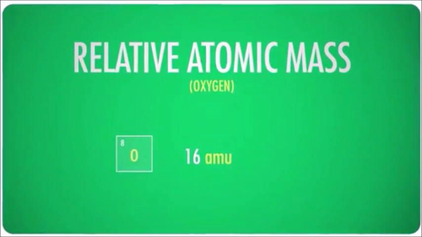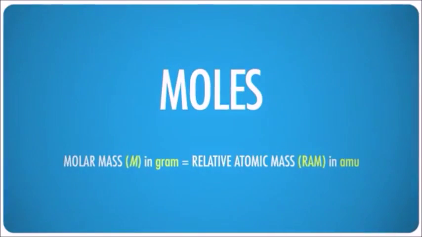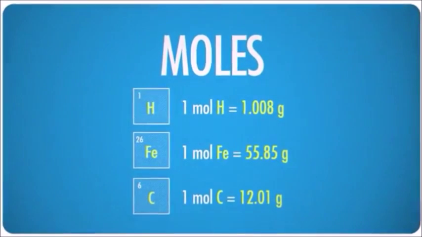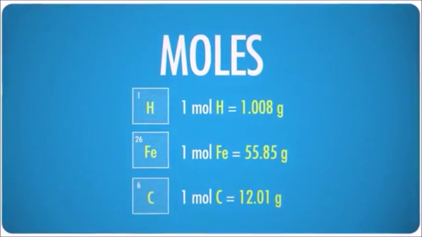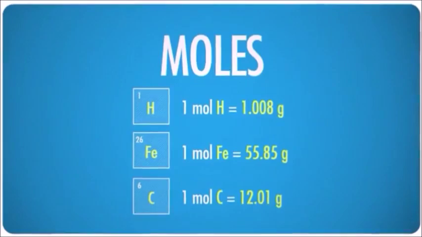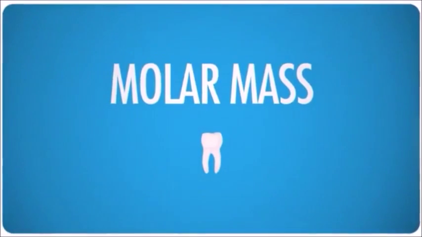The number of atoms per mole remains the same, but the mass of a mole depends on the average mass of the element. This simply means that 1 mole of any element equals its relative atomic mass in grams. So now you got it. 1 mole of hydrogen weighs 1.008 grams, a mole of iron is 55.85 grams, and a mole of natural carbon is 12.01 grams. This is known as an element's molar mass.